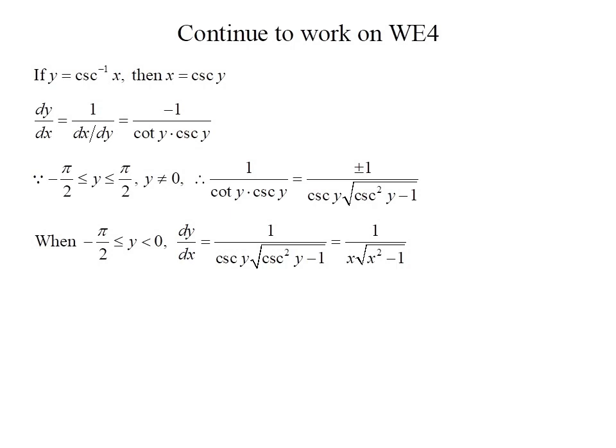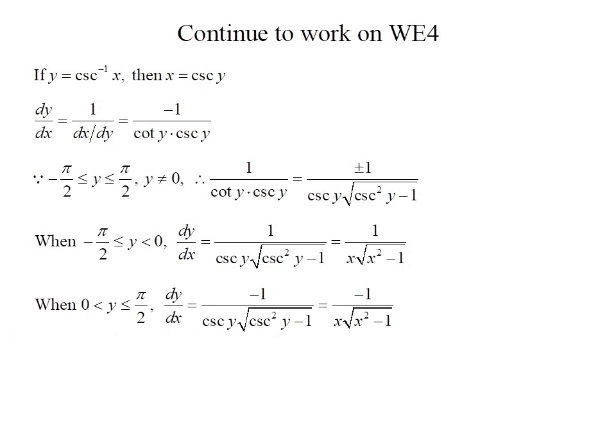So when y is greater than or equal to negative pi over 2 but less than 0, the derivative of arc cosecant x equals the reciprocal of the product of cosecant y and the square root of the square of cosecant y minus 1, which equals the reciprocal of the product of x and the square root of x squared minus 1.